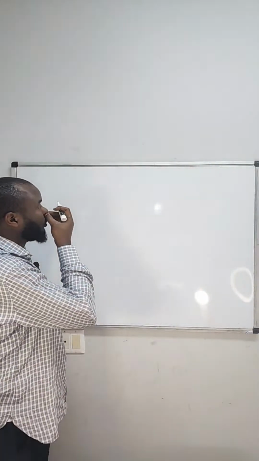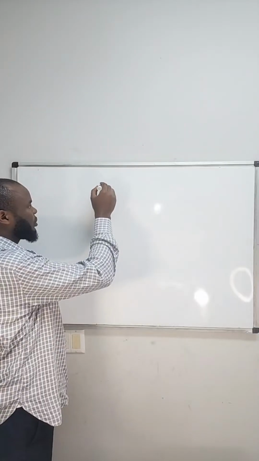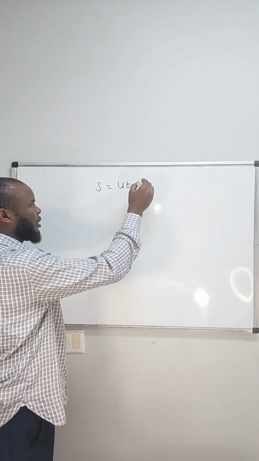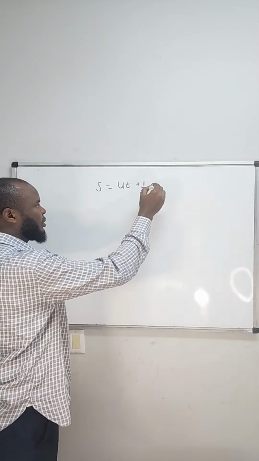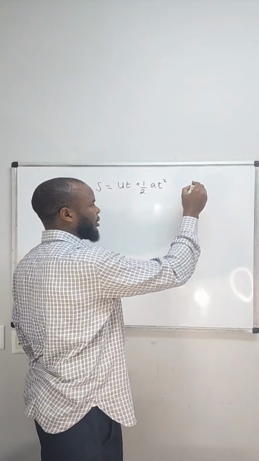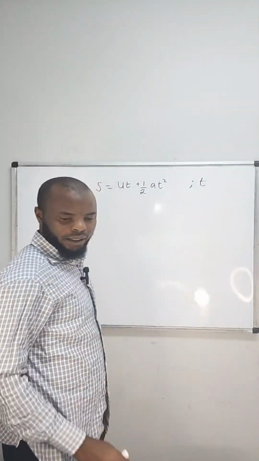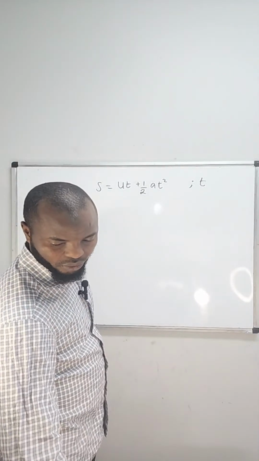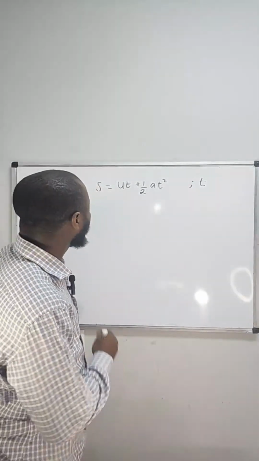Okay. Today I'm going to start with subject of the formula. We have S equals UT plus half AT squared. So here we want to make the T the subject of the formula. If you want to make T the subject of the formula, how do you do this?